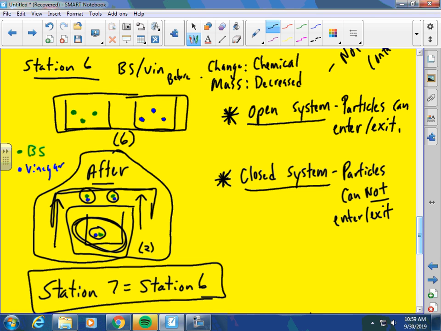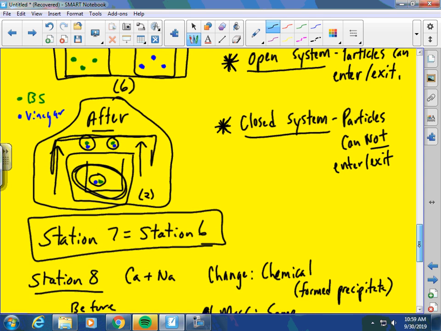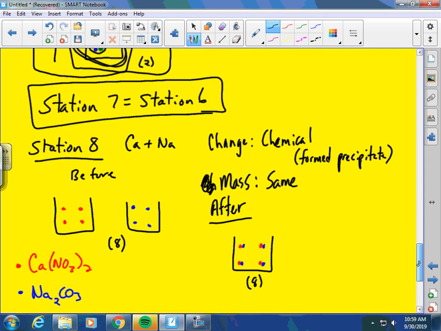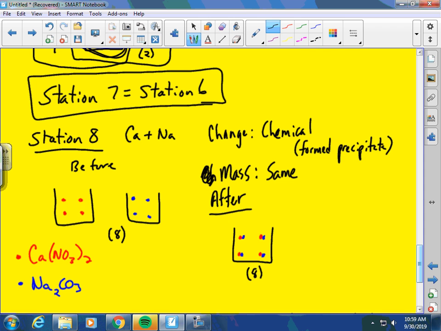And then station 8, our last station, you ready for this? So station 8 was a chemical change. We could tell because of the formation of a precipitate. Okay, we combined 2 clear liquids. They got all cloudy because of precipitate, a solid formed in there. Little bits of solid particles forming in there made it all cloudy. The mass, however, should have stayed the same. No particles were leaving, none were entering. The particles I started with were the same as what I had at the end.